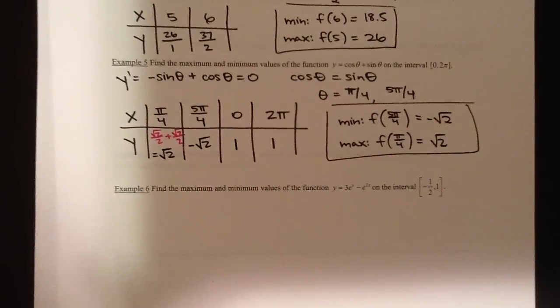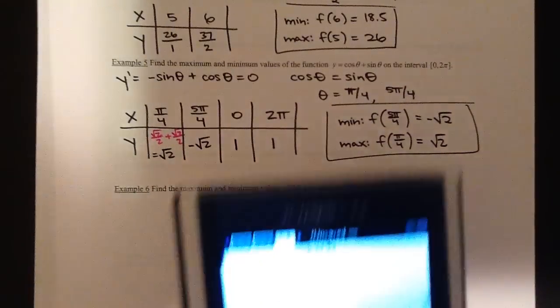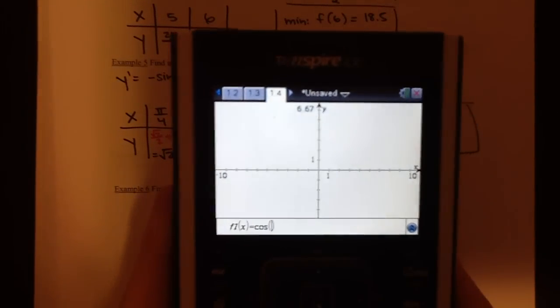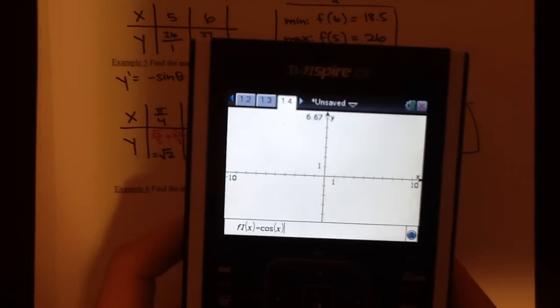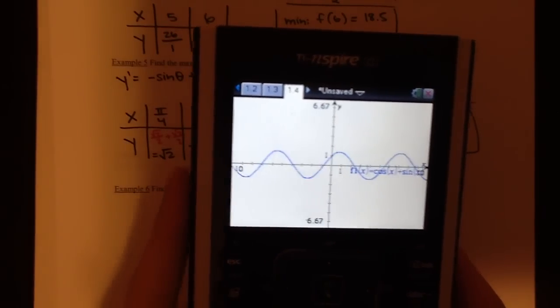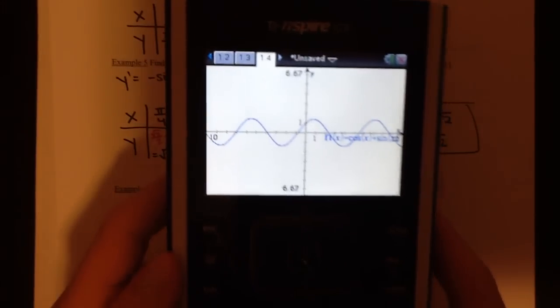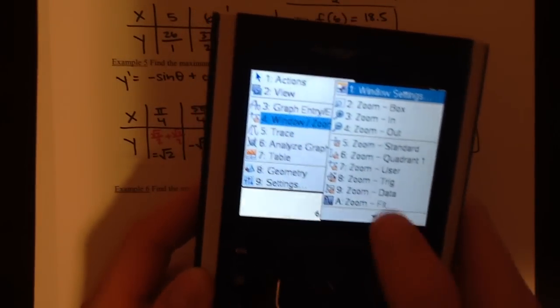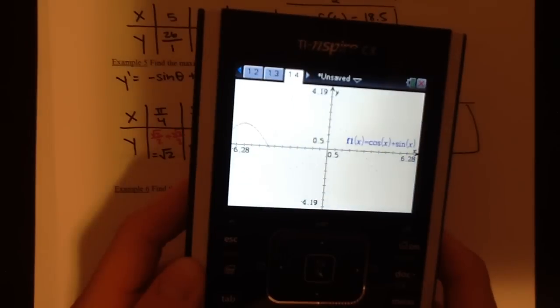So let's actually look at one of these examples, just because I'm sure you're probably wondering what on earth these mins and max problems look like. So here's a graph. So I'm going to plot cosine plus sine. Okay, so here's the function cosine plus sine. I'm going to change the window so that it's the exact window we wanted. So change the window. We are going to do, I think trig should actually work perfectly.